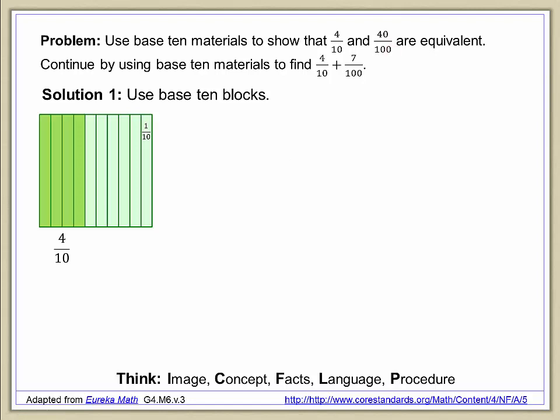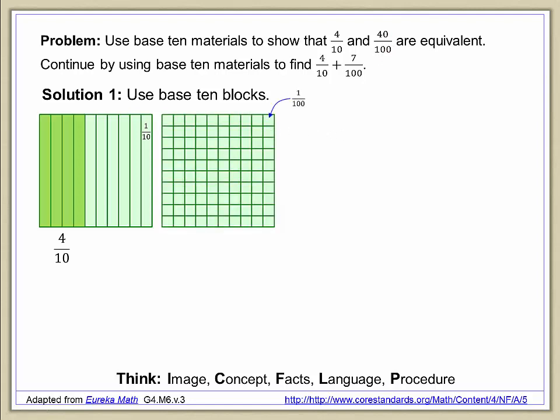Now, to look at the equivalence with 40/100, we'll take another 1 block, and this time, since we're working with 100ths, we need to break it into 100 parts. So each of these little squares is a 100th, and what you'll notice is that 1/10, one of these vertical bars, is represented by 10 100ths. 1, 2, 3, 4, 5, 6, 7, 8, 9, 10 squares in each of the bars. And that allows us to see the equivalence. If we're going to look at 40 100ths, well, here's 10 of them, 20, 30, 40, so here's 40 100ths.